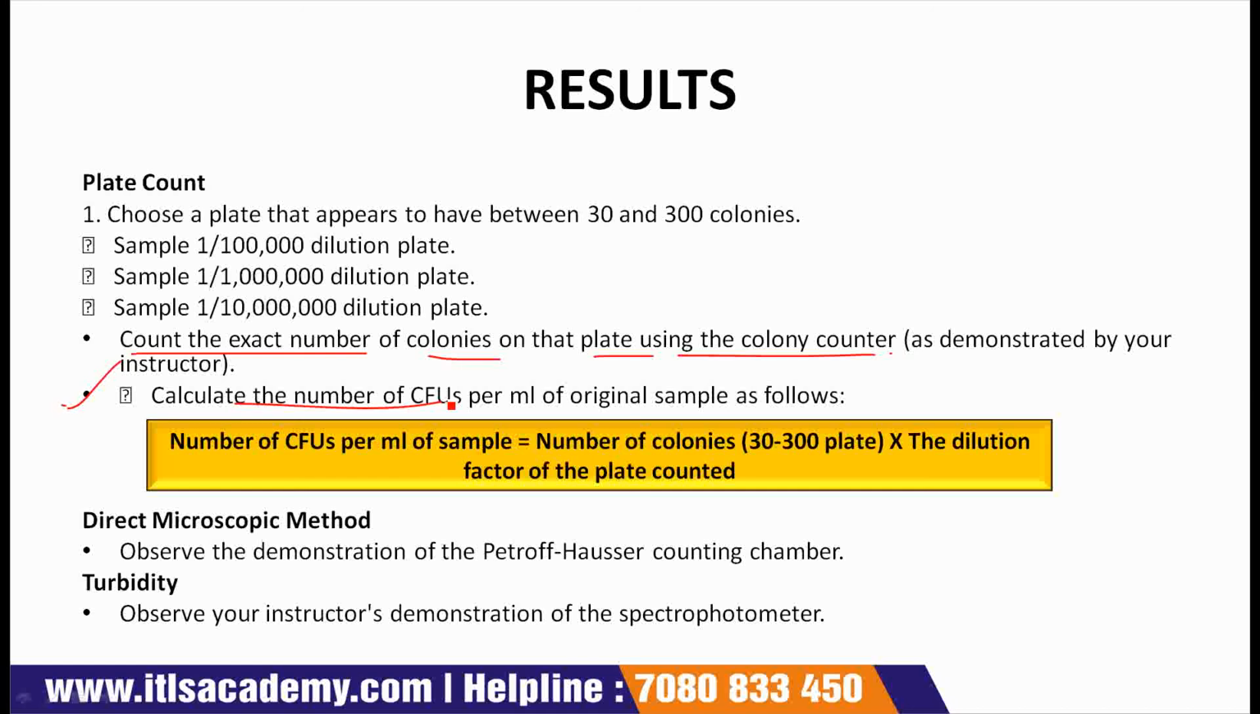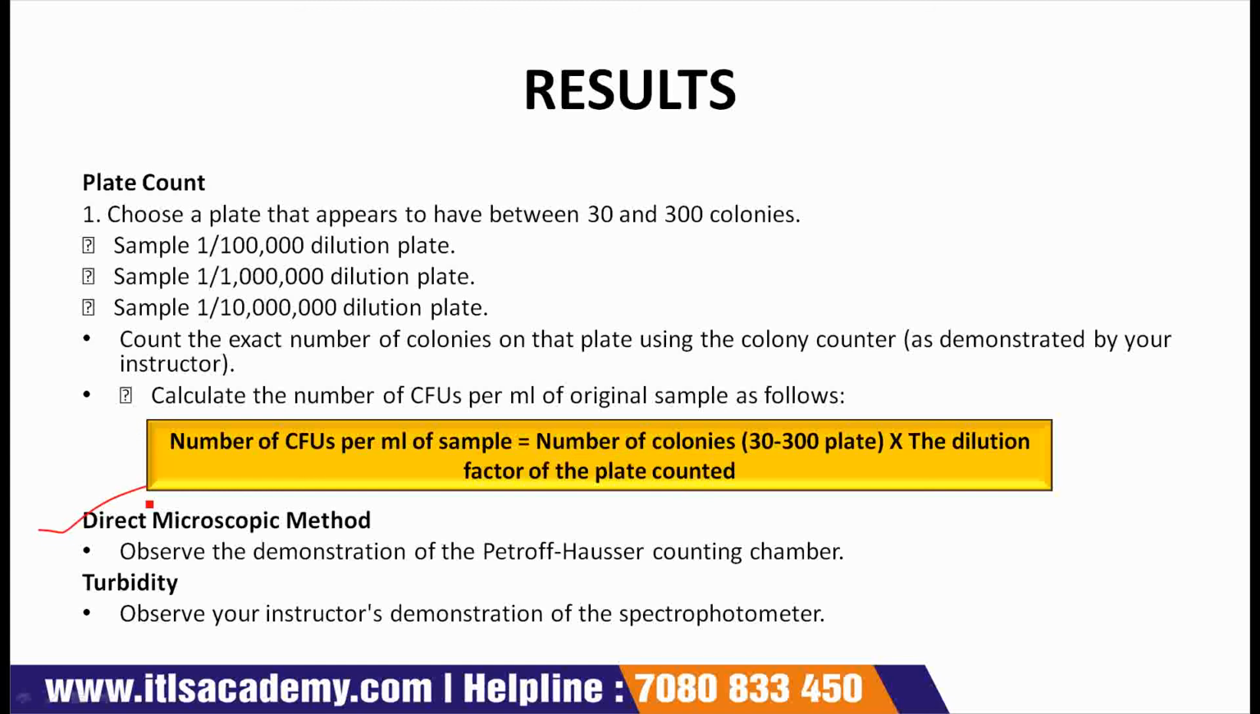Calculate the number of CFUs per ml of original sample, and this is the formula for the counting of CFUs. So the number of CFUs per ml of sample is equal to number of colonies, that is the colonies between 30 to 300 plates, into the dilution factor of the plate counted.